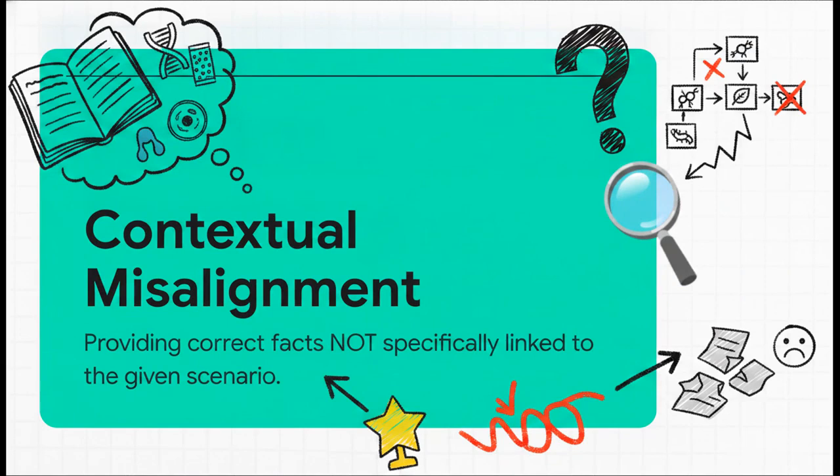And this leads us perfectly into a concept you really need to wrap your head around: contextual misalignment. To put it simply, contextual misalignment happens when you write down every single thing you've memorized about a topic, but absolutely none of it actually answers the specific scenario sitting right in front of you. Sure, you're providing correct biological facts, but they're the entirely wrong facts for that exact moment.